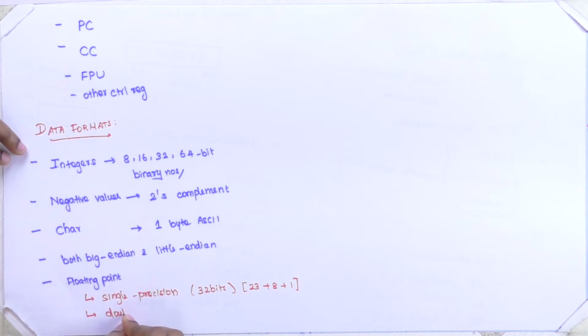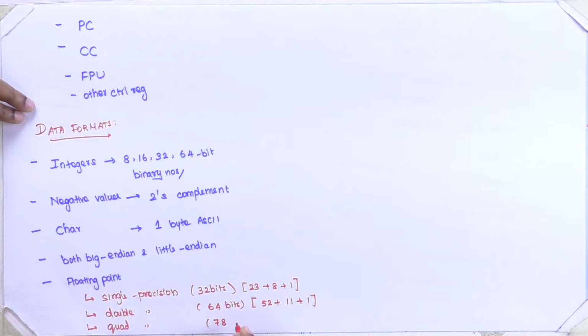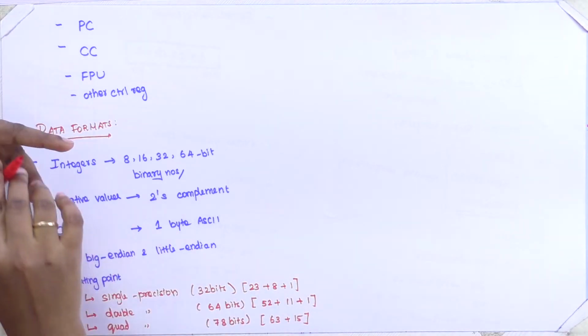Then double precision. Double precision is 64 bits, segmented into 52 for storing the fraction number, 11 for storing the exponent and 1 for storing the sign. Then quad precision. Under quad precision format we can store floating point numbers of 78 bits long, segregated into 63 for fraction and 15 for storing the exponent value. So, that is all about the data formats.